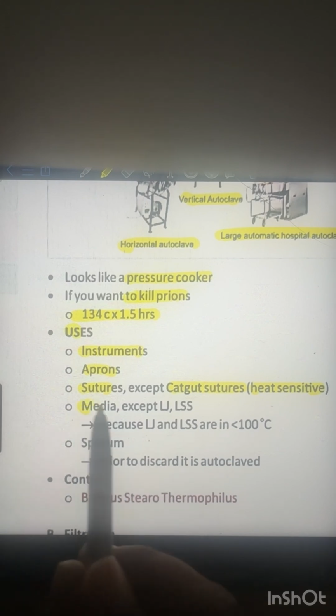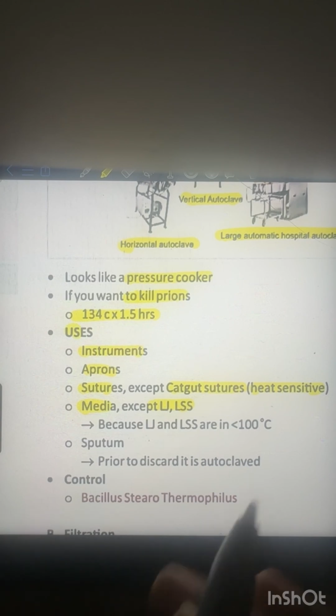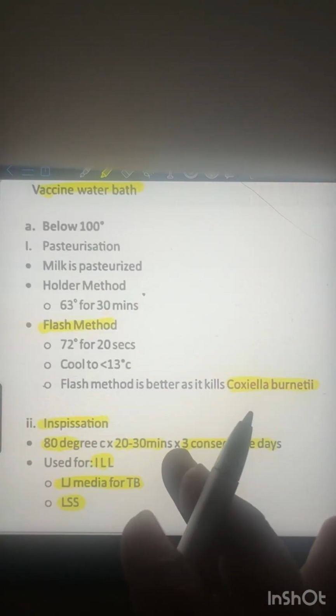All the culture media, so in a path lab or a micro lab, all the culture media except which two culture media? The LJ and LSS cannot be put over here. You know, LJ and LSS cannot go in, because LJ and LSS are going to be done by inspissation. All the other culture media are put in an autoclave. So that is the microbiology lab use.